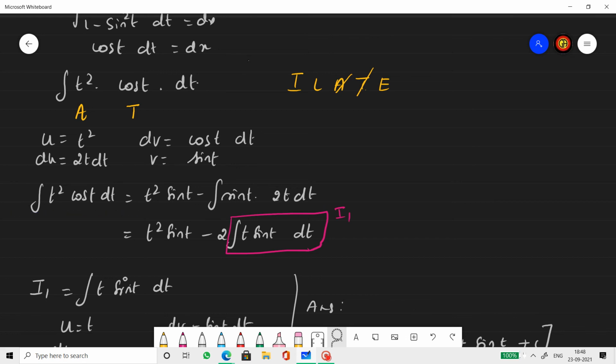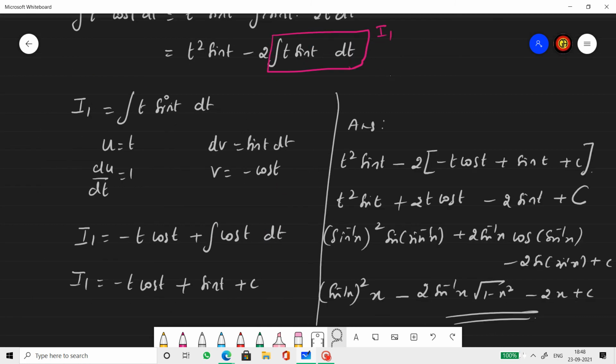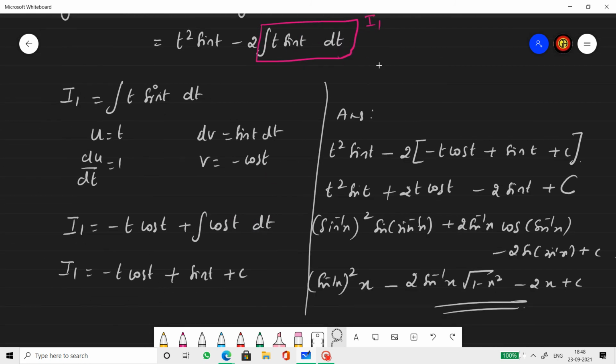Put it in the formula. We still need to integrate t sin t, so I am considering that as I1. I1 is the integration of t sin t. Once again apply parts: u is t, dv as sin t dt. Apply, and you'll get this as the answer.